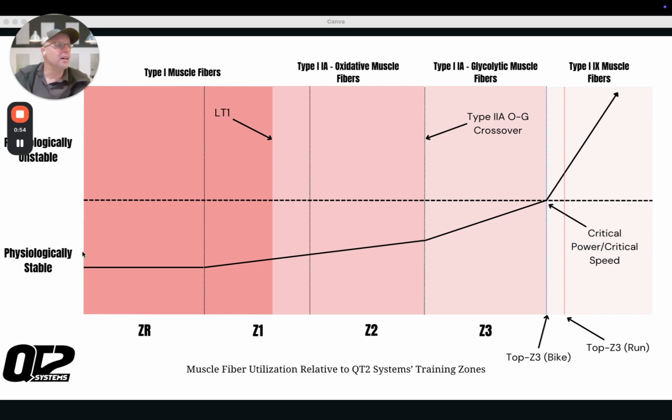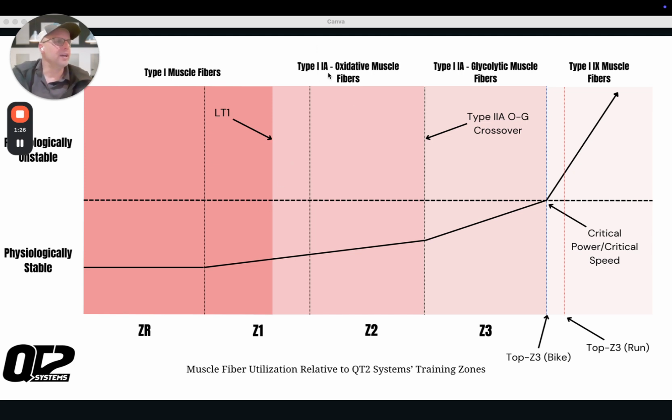So here is our critical power line, or critical speed line. Below critical power or critical speed, we have physiological stability. And above it, we have physiological instability. And across the top, in this darker pink, we have our type 1 muscle fibers, which encompass all of zone R, and most of zone 1.